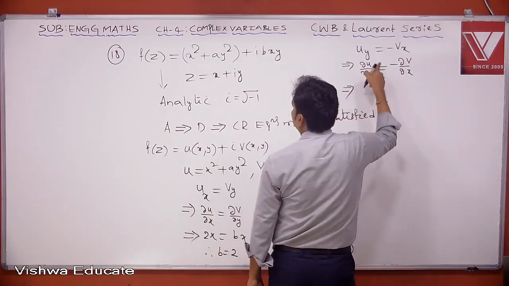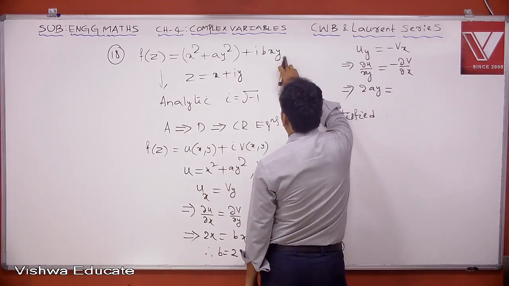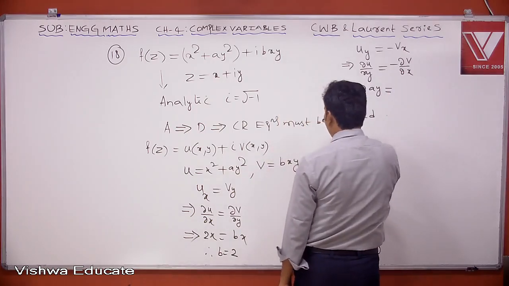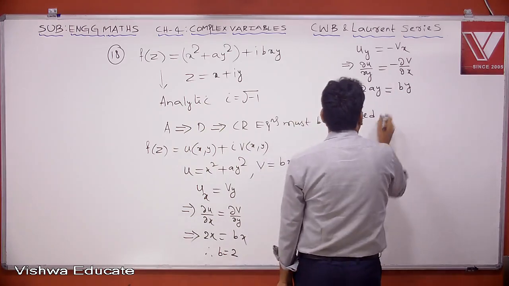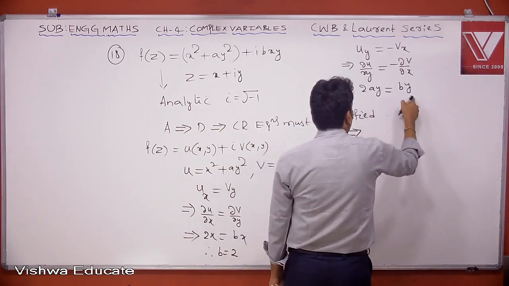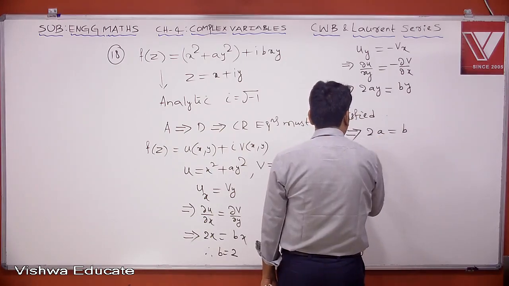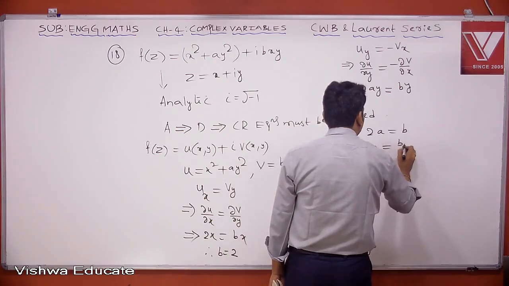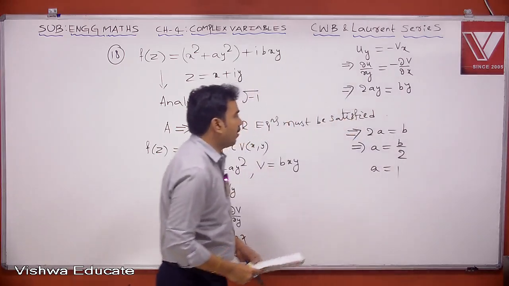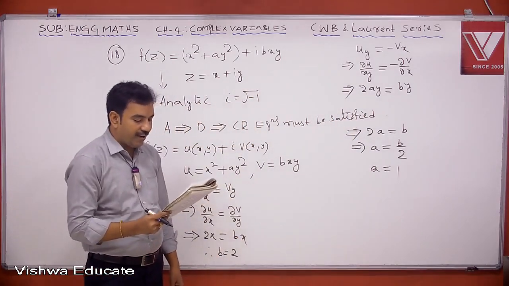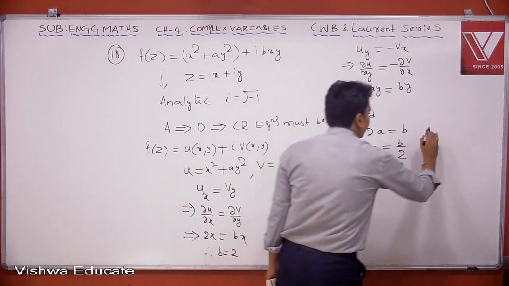This implies dou u by dou y is 2ay. Dou v by dou x, v is this, so dou v by dou x is by. This implies y will be cancelled, so 2a equal to b. But a equal to b by 2. So b value is 2, therefore a value is 1. So when you apply the second CR equation, we get a value 1, and by using the first CR equation, b value 2. Therefore option C is the right answer.